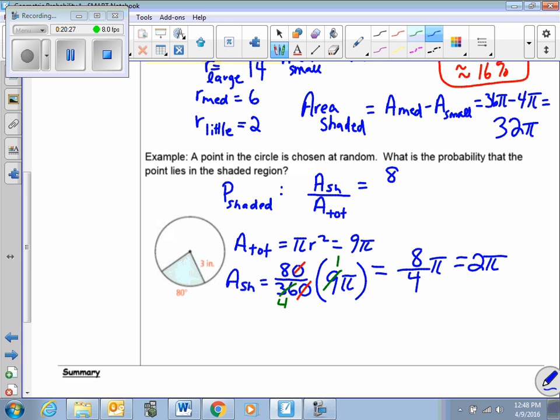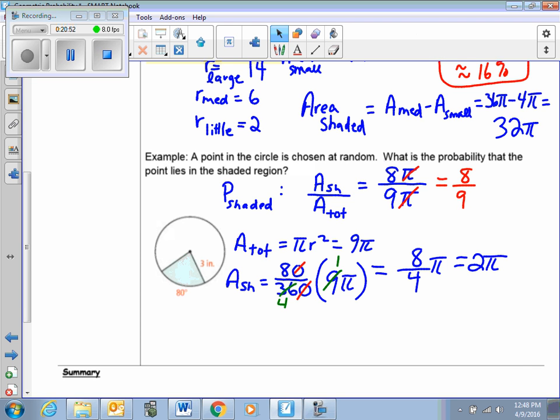So I got 8 pi divided by the total area, which is 9 pi. This doesn't look quite right. That looks a little too large, right? If I simplify these, that leaves me with 8/9, which is almost my whole circle. So I have done something wrong here. I'm going to take a pause and I'll come back and fix it. Hang on.